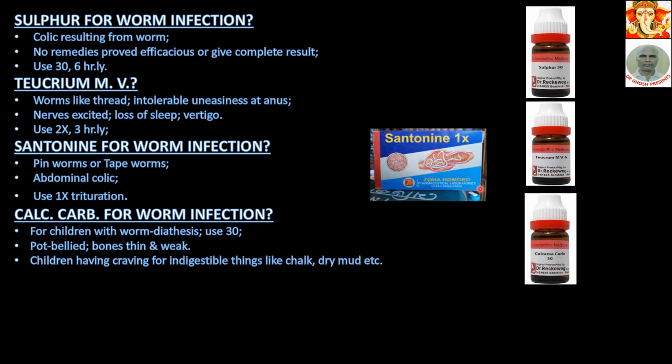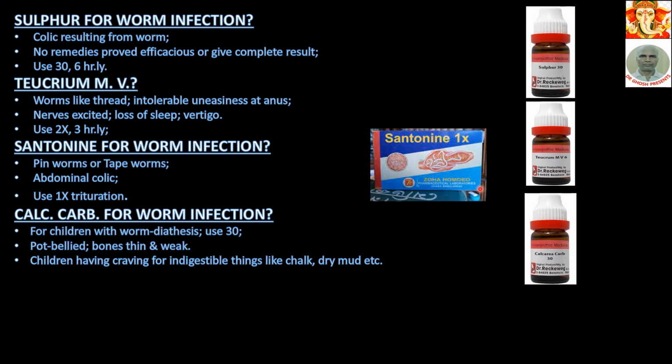Sulfur for worm infection. Colic resulting from worm. No remedies proved efficacious or give complete result. Use 3, 6 hourly. Teucrium marum verum. Worm like thread, intolerable uneasiness at anus, since it is thread worm, nerves excited, loss of sleep, vertigo. Use 2x 3 hourly. Santonine for worm infection. Pinworms or tapeworms. Abdominal colic. Use 1x trituration. This is available in trituration, that is powder form.